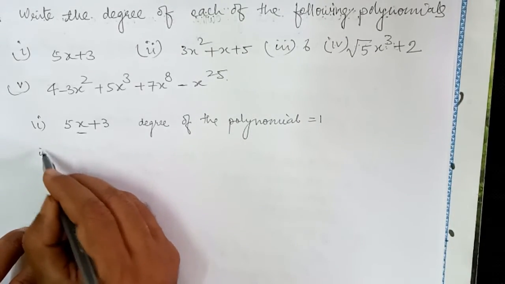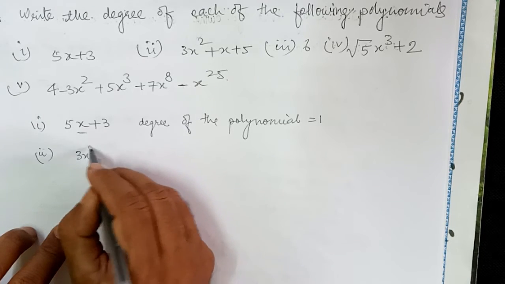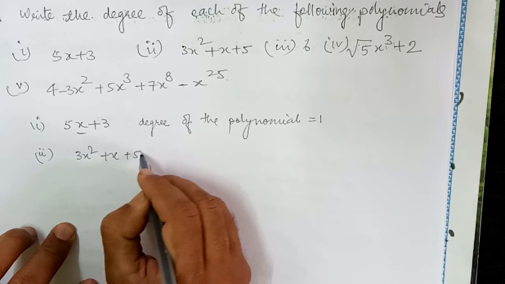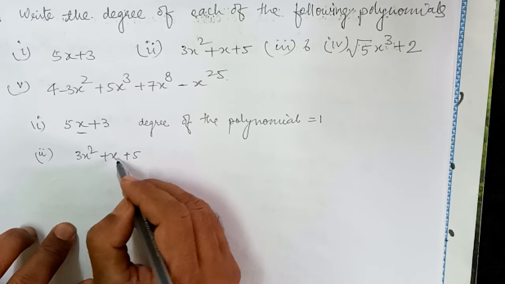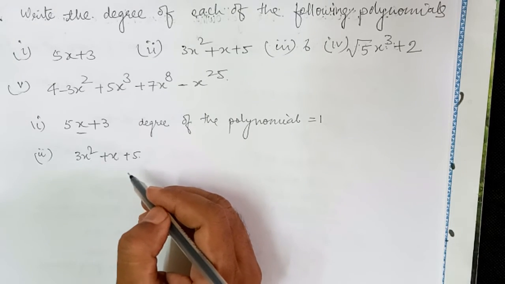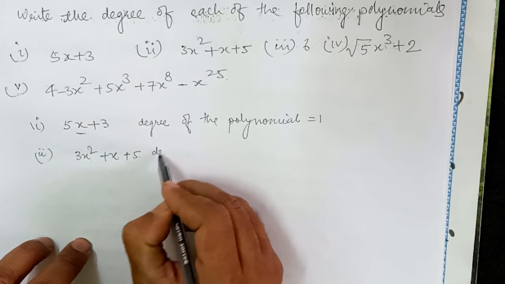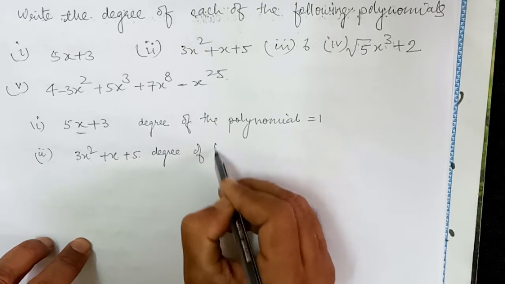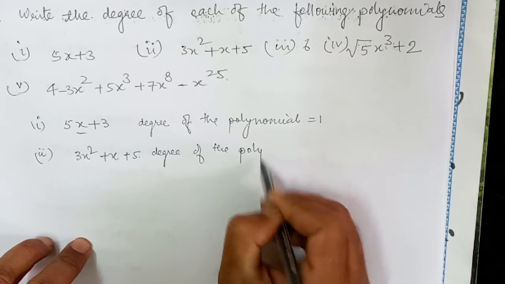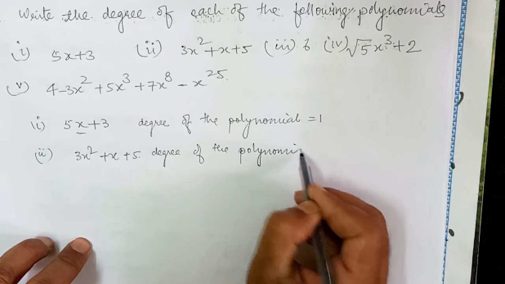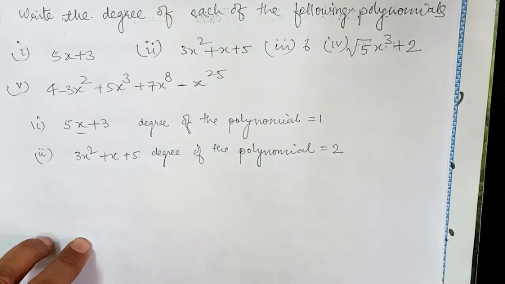Now we will go with the next one, that is 3x square plus x plus 5. इनकी power arranged है x to the power 2, x to the power 1, x to the power 0. So if we go through this and by observing the result, what we are getting? We are getting the highest degree of polynomial, it is 2. So degree of the polynomial we can write it here. हम यहाँ लिख सकते हैं it is going to be 2.